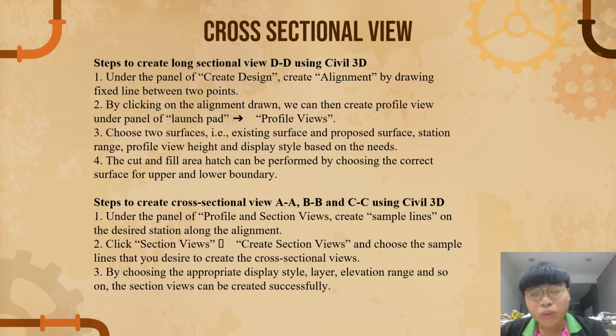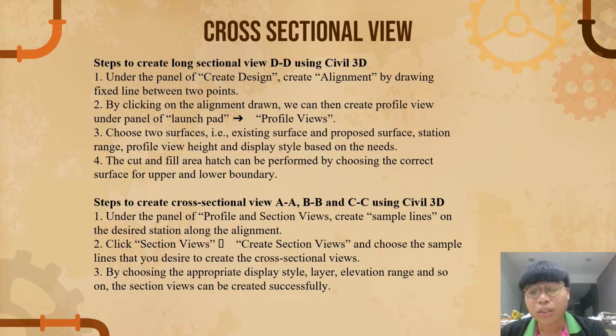So choose two surfaces, existing surface and proposed surface, station range, provide view height and display type based on the needs. So the cut and fill area hatch can be performed by choosing the correct surface for upper and lower boundary. Steps to create the cross-sectional view AA, BB, CC using Civil 3D.